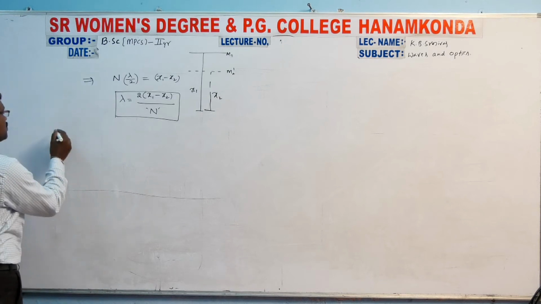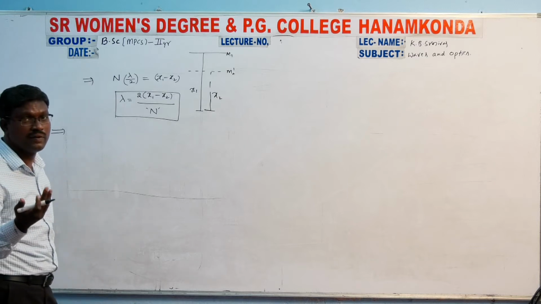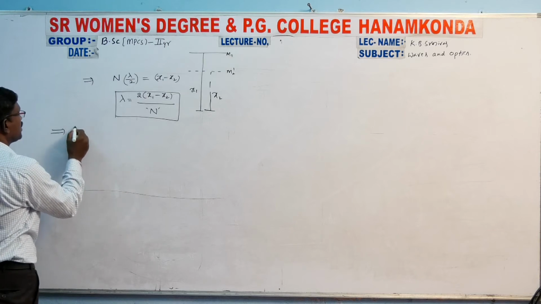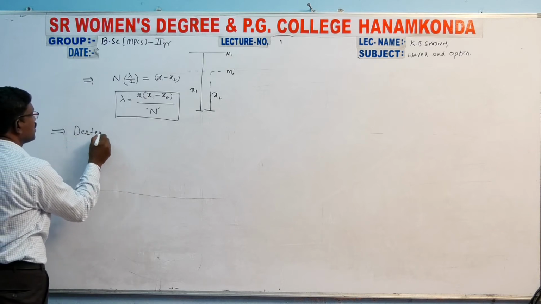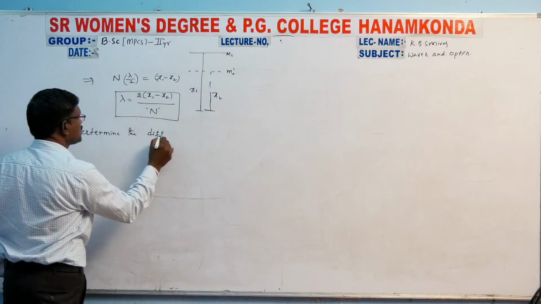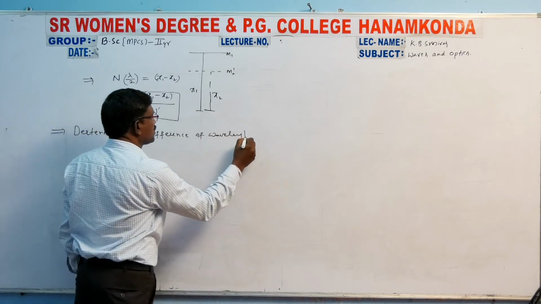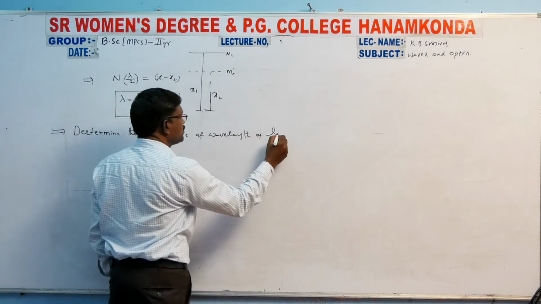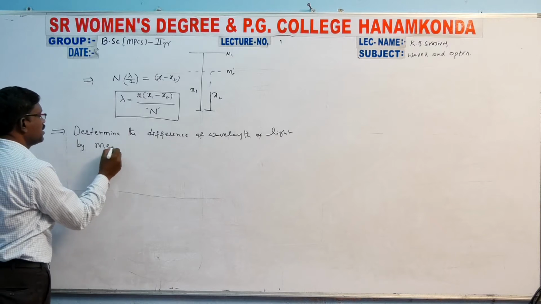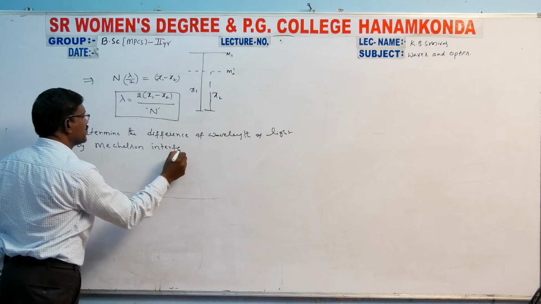There is another use of the Michelson interferometer. We can calculate the difference in the wavelengths of light by using the Michelson interferometer. Determine the difference of wavelengths of light by the Michelson interferometer. This is another use of the Michelson interferometer.